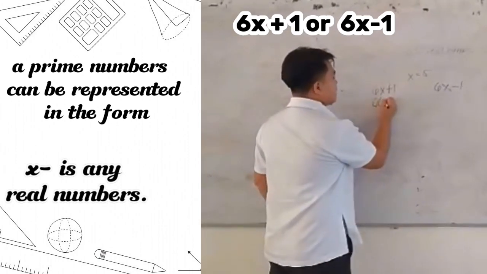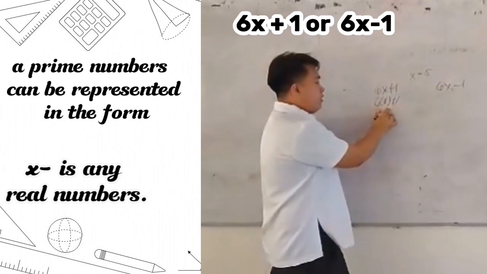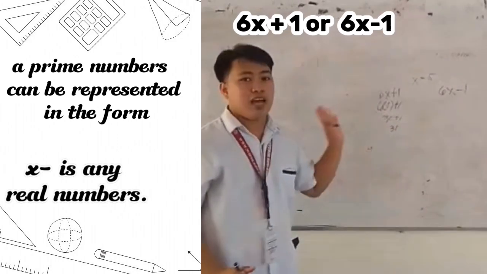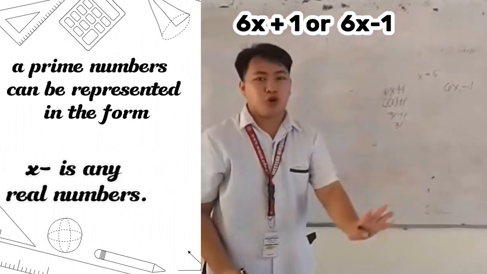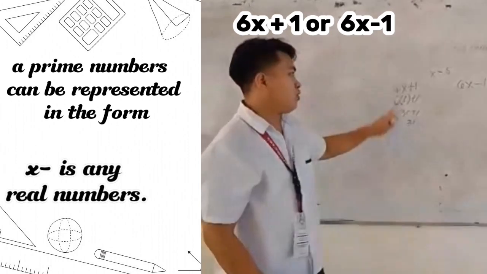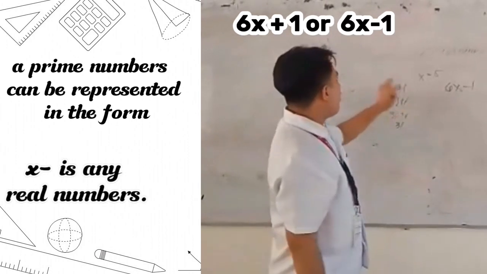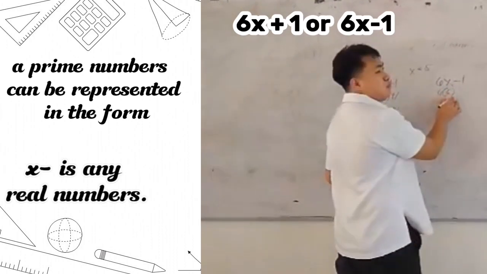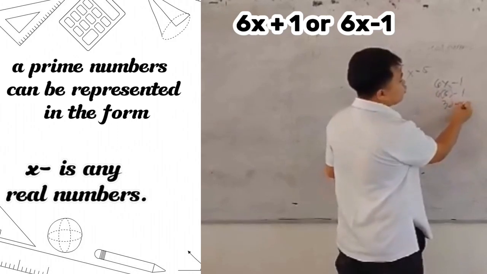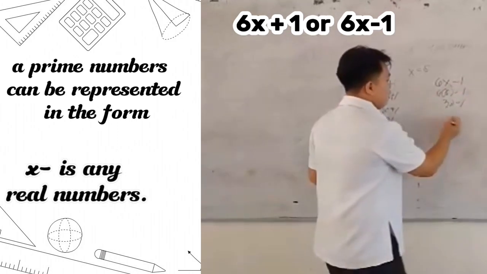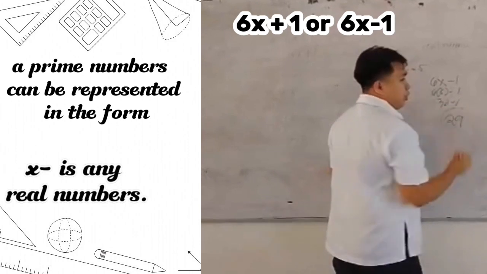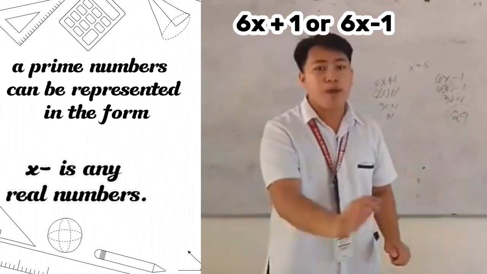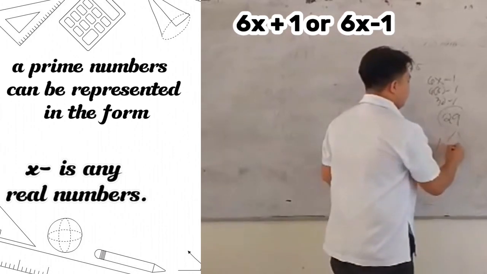So 6 times 5 is 30, plus 1 is 31. As we all know, 31 is a number that can only be factored by 1 and itself. And for the other formula, we are going to replace the value of x with 5. So 6 times 5 is 30, minus 1. So 30 minus 1 is 29. As you can see, 29 is a number that cannot be factored by any other numbers; it is only divisible by 1 and the number itself, which is 29.